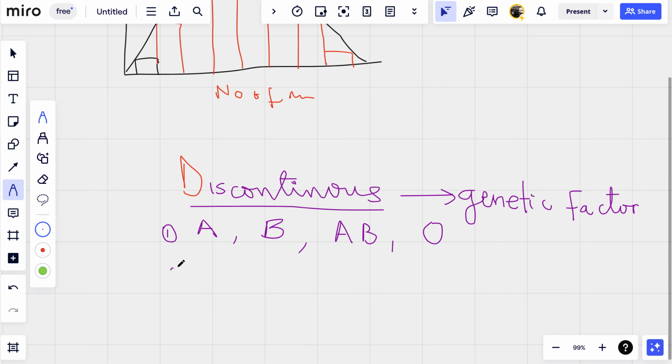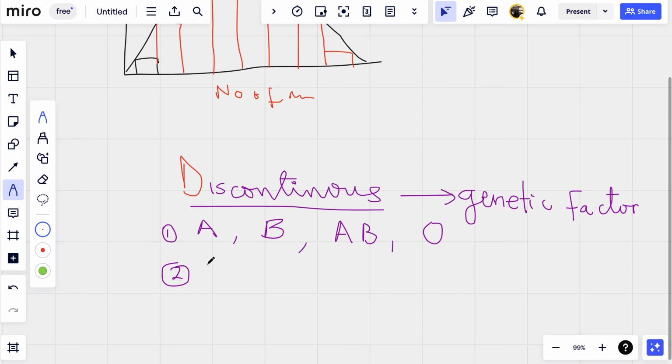Another characteristic of discontinuous variation: remember, we said discontinuous is when there is a discrete step. I'm going to show that using a bar chart, when there are discrete steps in the characteristics of the organisms that fall under this.